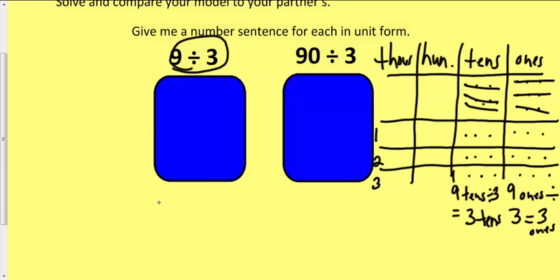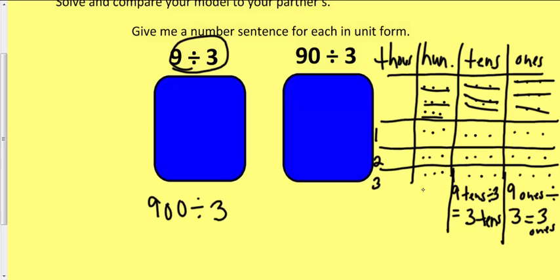Okay, now we're going to do 900 divided by 3. So we're going to have 1, 2, 3, 4, 5, 6, 7, 8, 9, 100. So it's going to be 1, 2, 3, 1, 2, 3, 1, 2, 3. Again, I'm going to have 3 in each group. So underneath that, I'm going to extend this a little bit just so I can keep them separate. I bet you can tell what we're going to write here. We're going to write 9 hundreds divided by 3 equals 3 hundreds. Are you seeing a pattern?